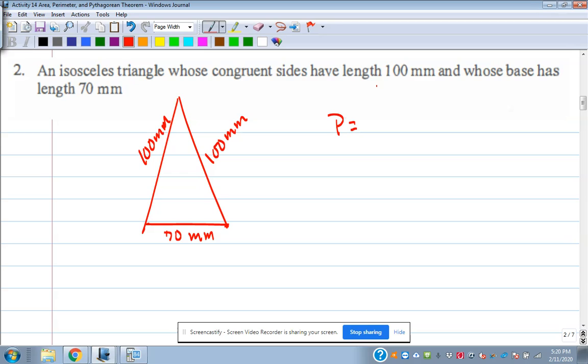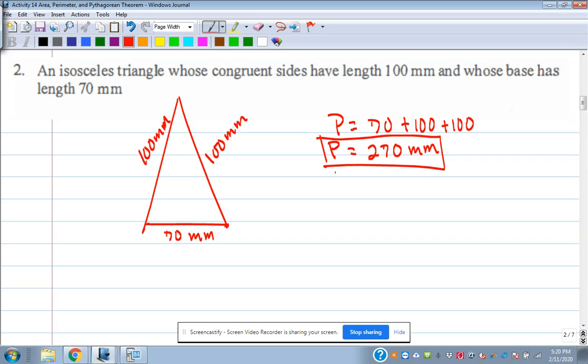Perimeter, I don't have to calculate anything else to get the perimeter. I'm just going to add 70 plus 100 plus 100. 270 millimeters. That's my perimeter. But to do the area, 1/2 base times height. Do I have the height of that triangle?